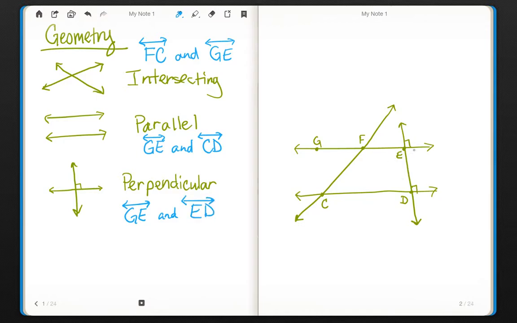So right here, they're forming a right angle. So those are perpendicular. Where's another pair? Yes, the bottom line that's here is hitting this one, ED, and is perpendicular. So we could say line CD and line ED are also perpendicular. Okay, so that's different types of pairs of lines.